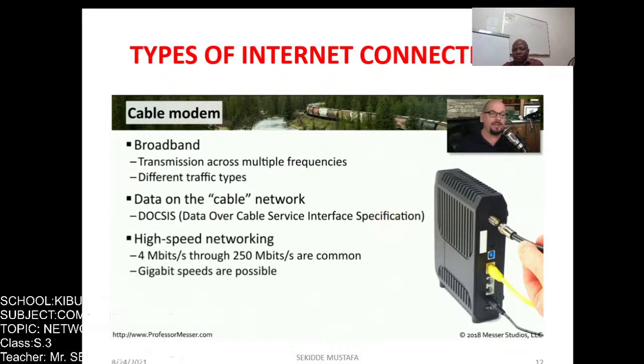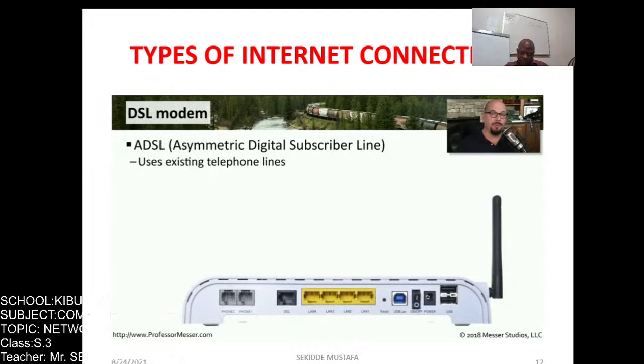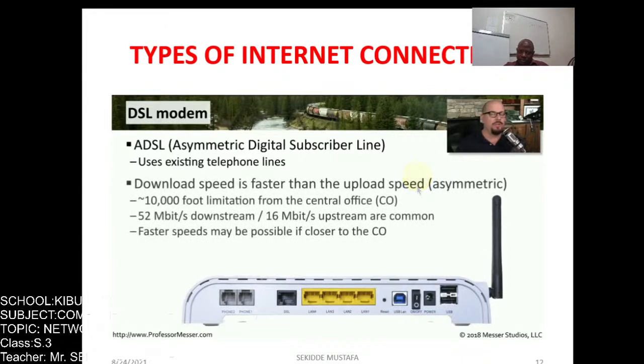This is the standard that is used on cable networks to send data across to these cable modems. This is what we consider high-speed networking. These cable networks can go very high speeds. Very commonly, you'll find 4 to 250 megabits per second, but you can get up to gigabit speeds running on these cable modem connections. The cable company isn't the only one providing internet connectivity. Very commonly, your local telephone company is providing connectivity through DSL connections. This is technically ADSL, for asymmetric digital subscriber line. This uses your existing telephone lines, which makes it very easy to simply add a modem into your home and you're connected to the internet. One of the challenges you have with DSL is that you have to be somewhat close to a central office or a CO.